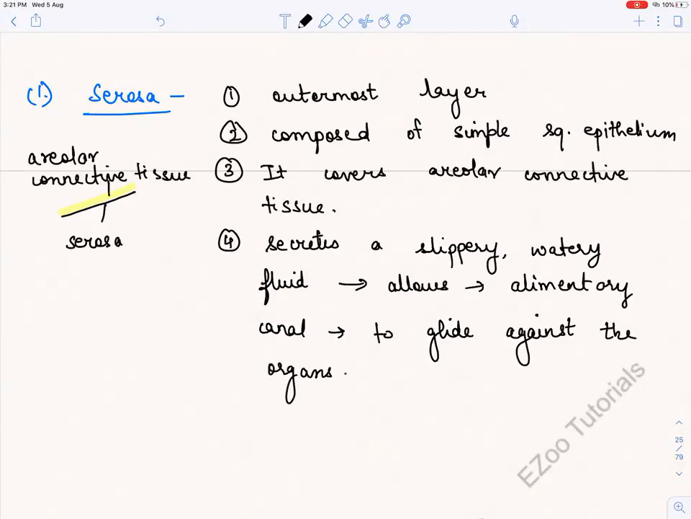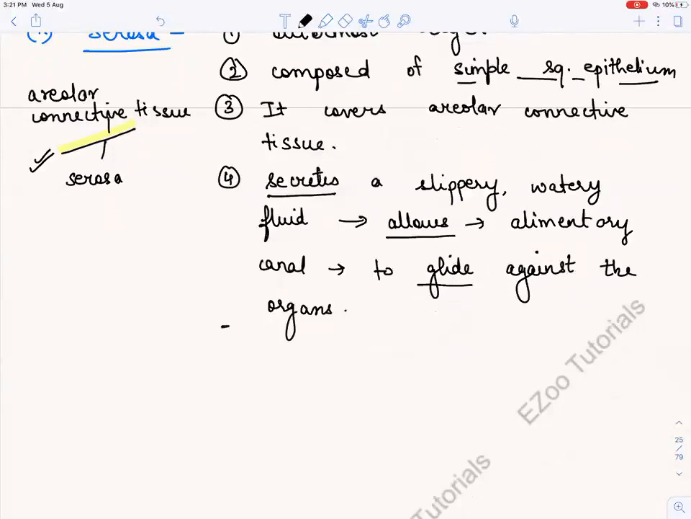Okay, so let us revise the points of serosa. It is the outermost layer. It is composed of simple squamous epithelium. It covers areolar connective tissue. It secretes a slippery watery fluid. What is this watery fluid helping in? It is allowing the alimentary canal to glide against the organs. Sometimes this serosa is also called visceral peritoneum.